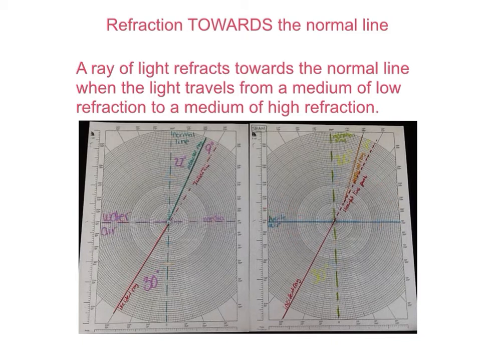And the normal line here is perpendicular to the media boundary, which is air, and then lucite, and again, air has a lower index of refraction than lucite. So the incident ray refracted up like this, and would have just gone straight through, but the refracted ray went towards the normal line 20 degrees rather than 29, which is how it was before.